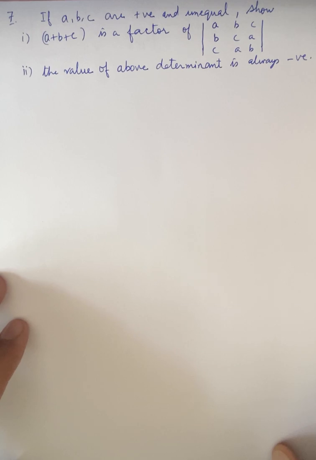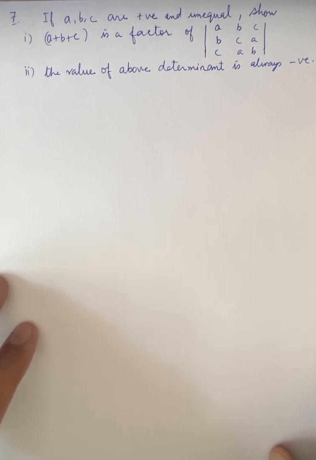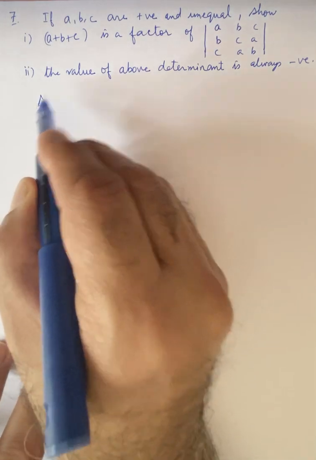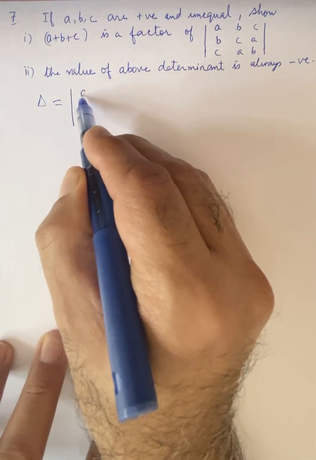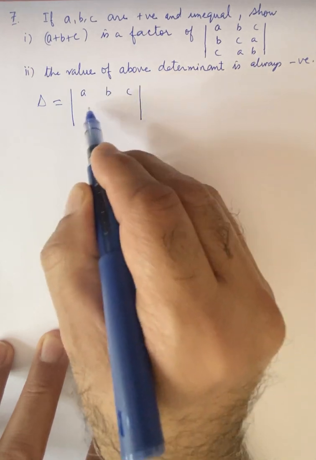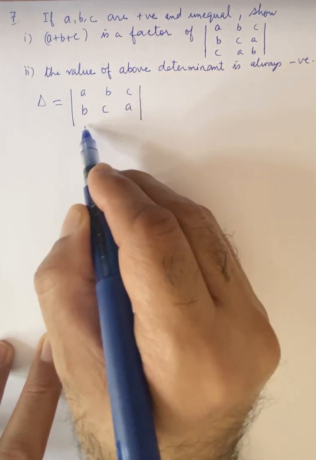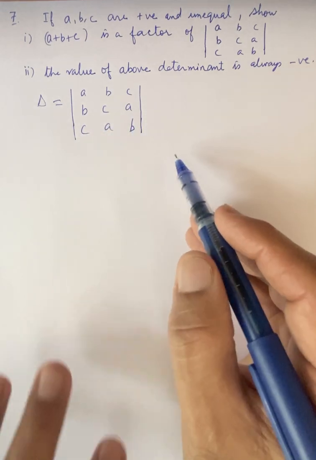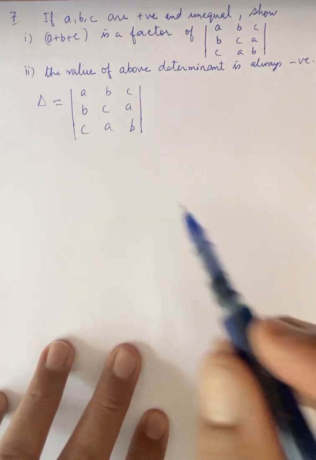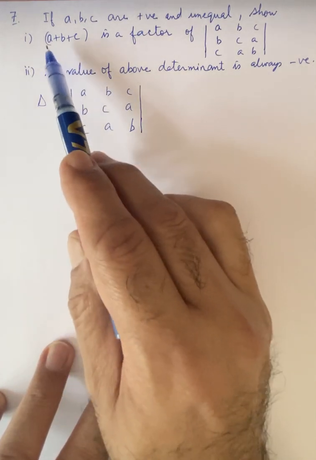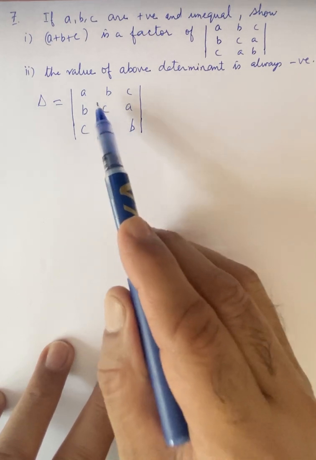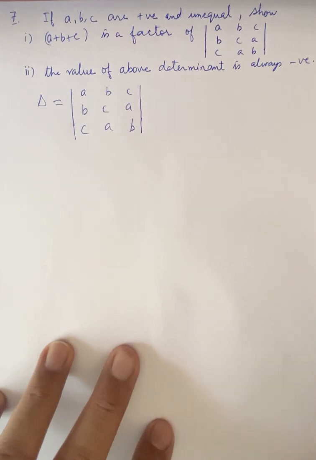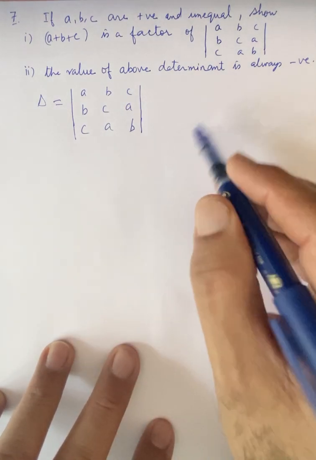Okay. For the next one, there are 2 parts. First of all, let us write the given determinant. The determinant is with the elements a, b, c in the first row, b, c, and a. Then we have c, a, and b. We want to prove a plus b plus c is a factor. Adding columns, we get a plus b plus c. Rows, we get a plus b plus c. We can do anything. Add rows or columns.